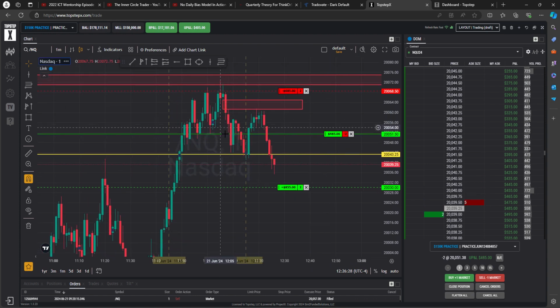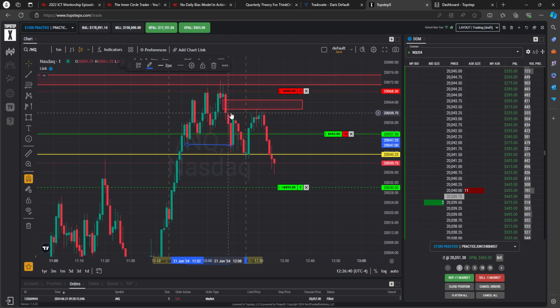And here at the 1-minute, we had a market structure break right here. We had a bearish FVG made here, as well as a smaller one right here. Let me go ahead and mark this out for you guys.